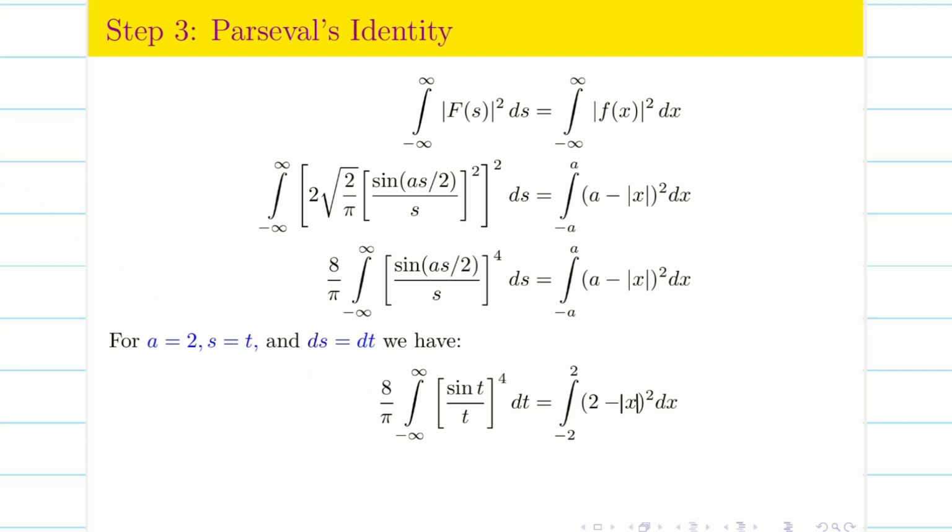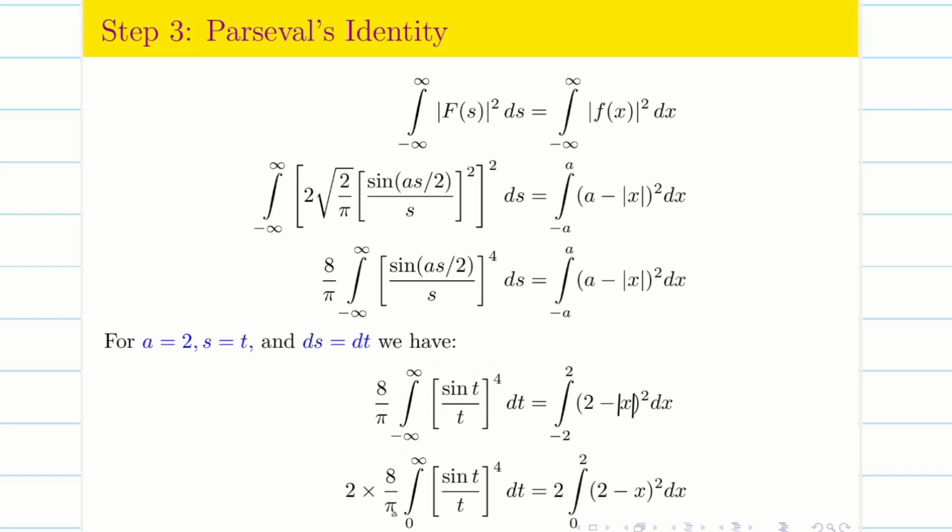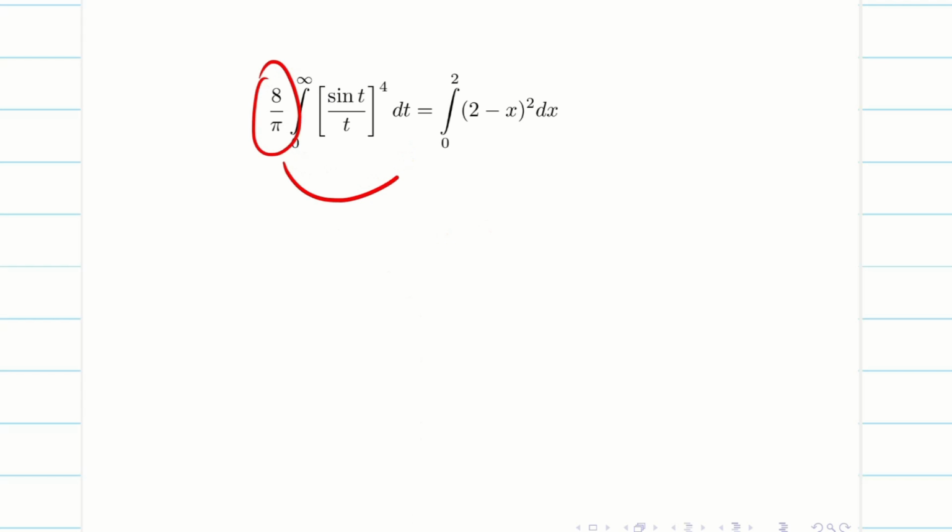Now I can see this (sin t by t) whole power 4 in the left hand side, (2 minus mod x) whole square in the right hand side. Both are even functions. So using the property, I can write it as 2 times 8 by pi integral 0 to infinity. On the right hand side, 2 times integral 0 to 2. Now this 2 gets cancelled and now bring this 8 by pi to the other side. So it will become pi by 8 integral 0 to 2.